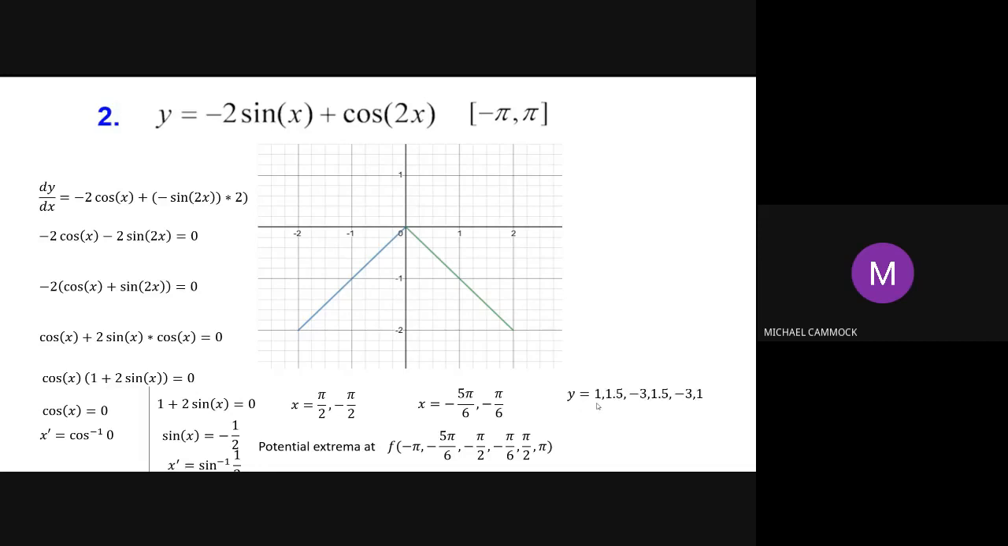So here are my values. I have 1, 1.5, minus 3, 1.5, minus 3, and 1. So these, starting with the boundaries, the minus pi and the pi, plus these critical numbers here, all of these are candidates for maxes or mins. So clearly, if you look at this, the lowest value is a minus 3, and the highest value is a 1.5. There are my answers. So my max value is 1.5, and my min value is minus 3. Done. Let's move on.